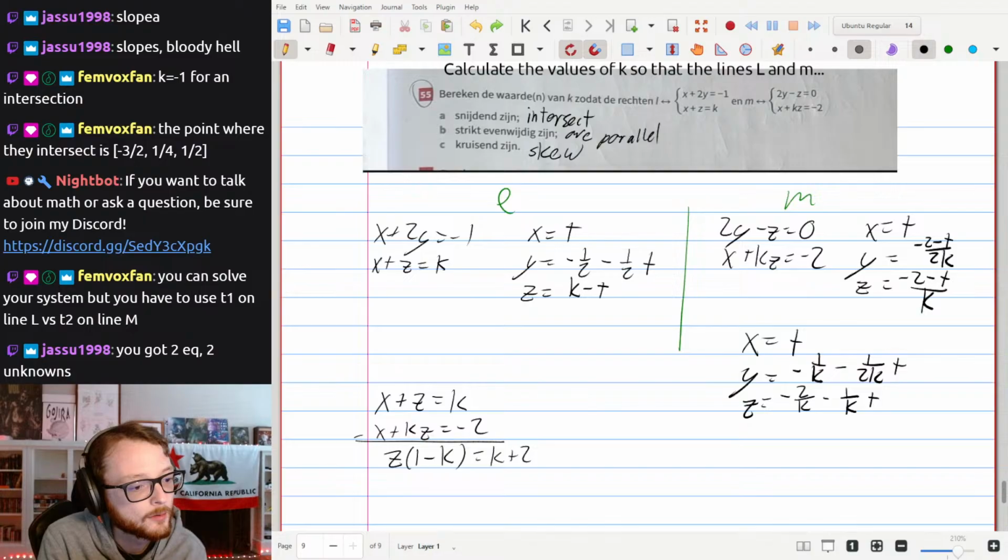Wait. In solve your system, you have to use T1 versus T2. I mean, I was hoping to avoid the T's for the intersection part. I'm assuming the T's aren't a good thing. This right here is 2 equations, 3 unknowns. That's the issue.